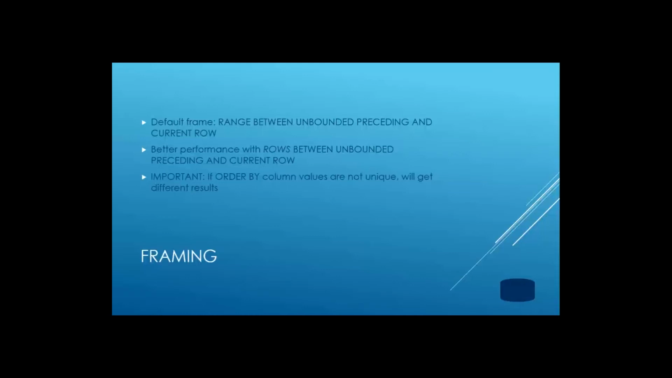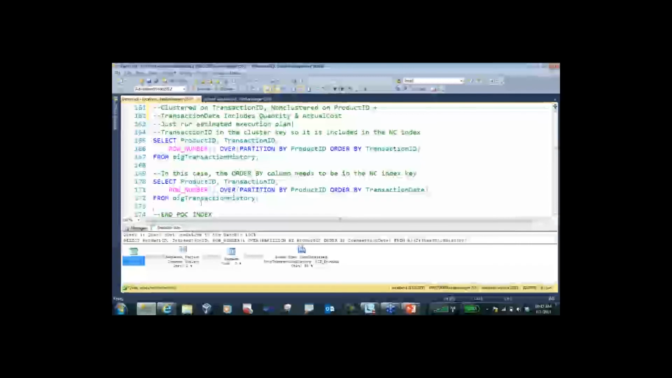Remember a couple seconds ago I said that RANGE and ROWS will probably give you the same results. There are situations where you will get slightly different results, and that's if that ORDER BY column is not unique. So be very careful with that, and I'll show you an example of where that comes into play. So let's take a look at some examples.